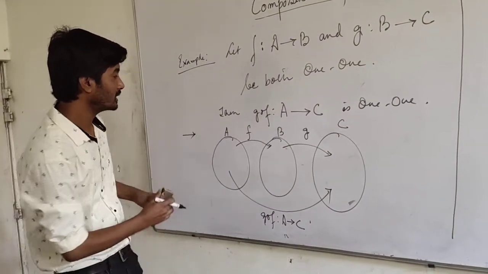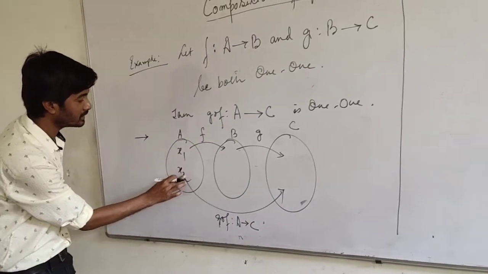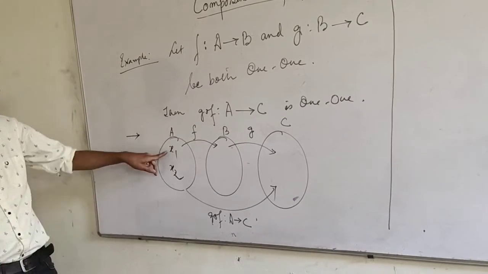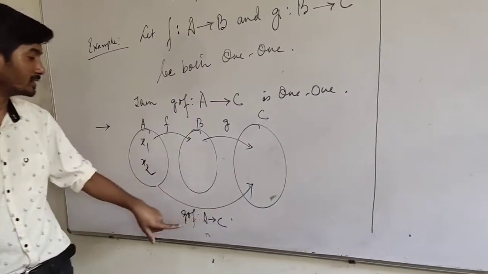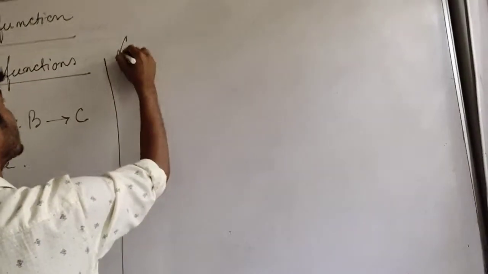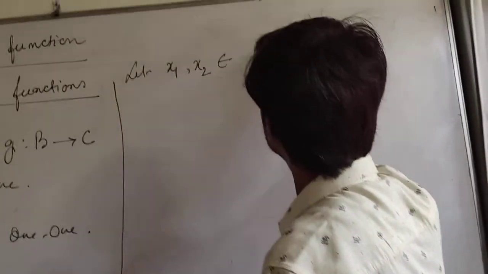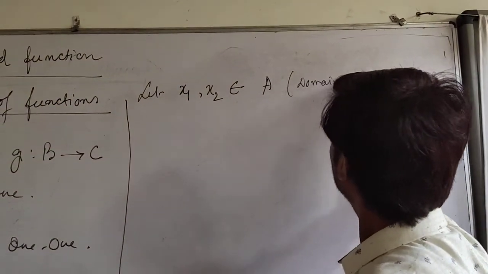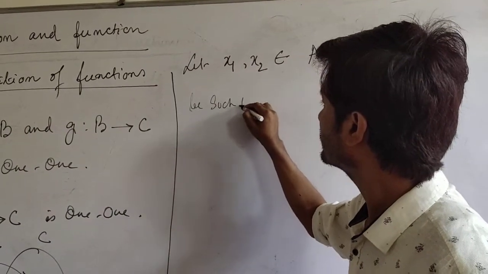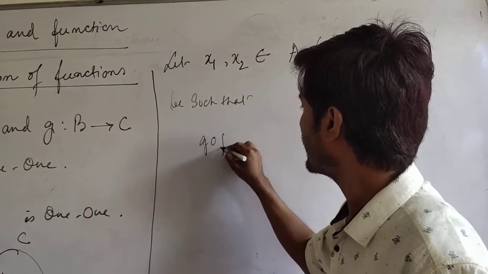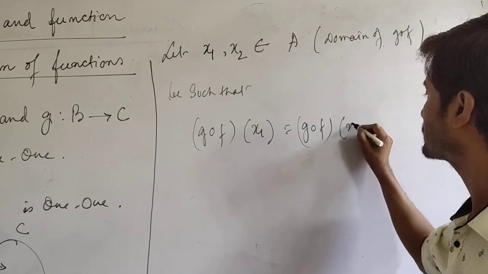Here we take two elements, one is x1, another is x2. We take two elements in the domain of GOF, x1 and x2, such that these two elements will have the same images in C under this function GOF. That is what we do. Let x1, x2 belong to the domain of GOF such that GOF x1 is equal to GOF x2.